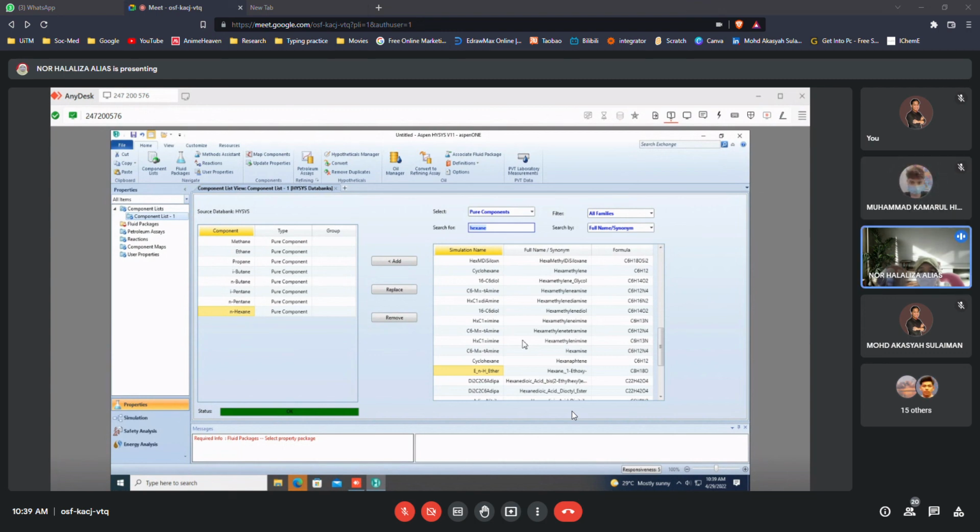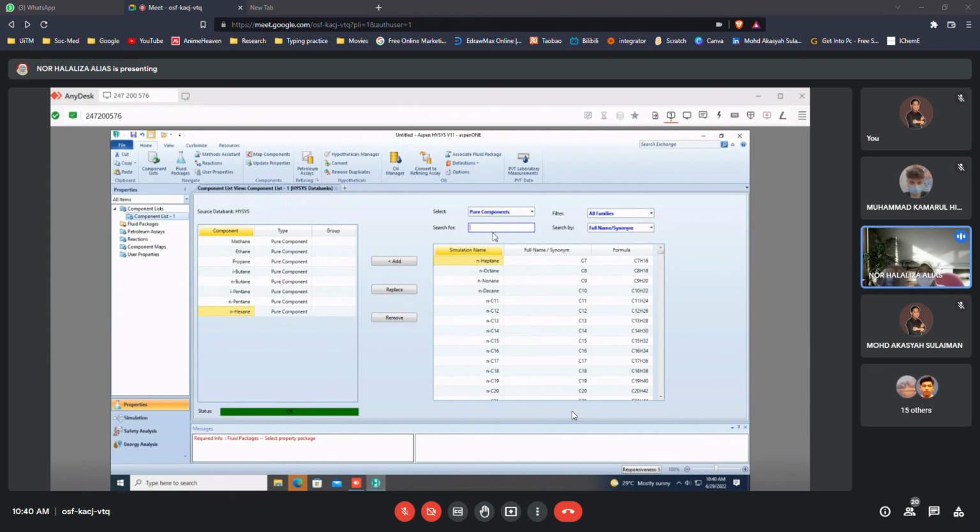Okay, last component yang you kena masukkan adalah C7 plus ataupun kat sini dia tulis star C7. Sekarang ni you kena masukkan C7 star. Kalau you type dia tak ada dalam ni. Contoh katakanlah you dah masukkan semua, tiba-tiba you ada satu component list yang memang tak ada dalam data bank HYSYS. So apa you perlu buat?